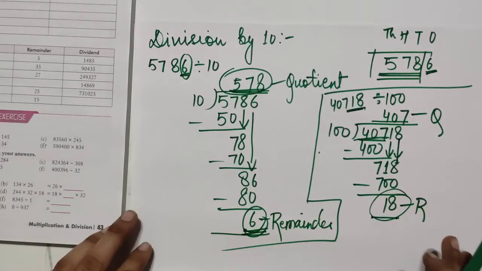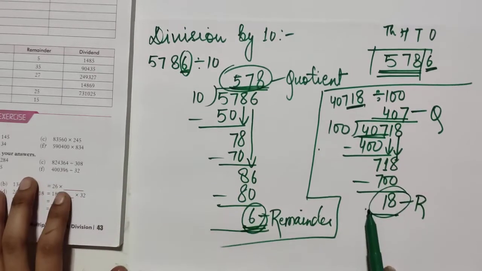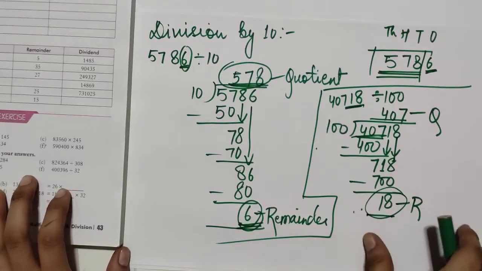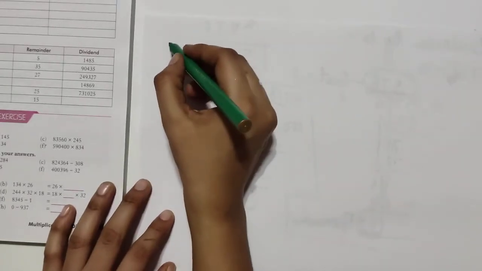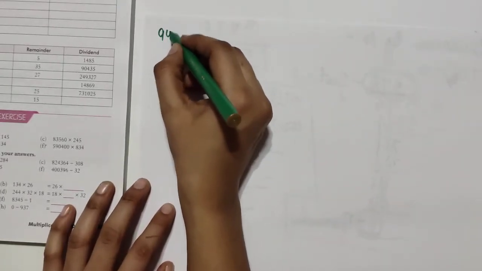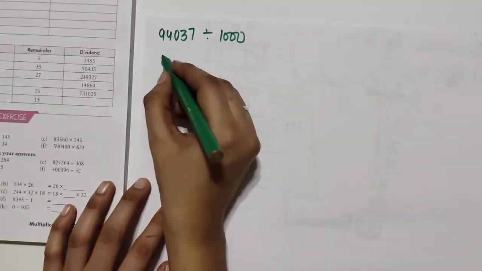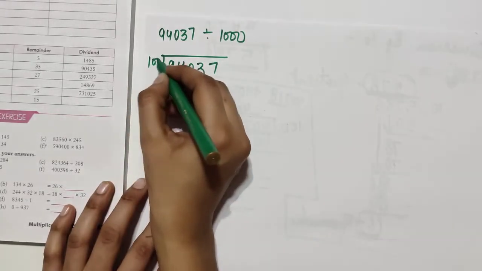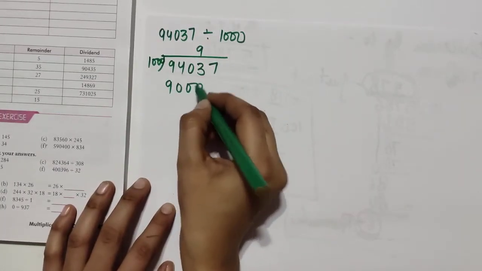Similarly, in the case of 1000, we can say the remainder will be the number formed by the ones, tens and hundreds digits, and the quotient will be the remaining digits. For example, 94037 divided by 1000. We know 1000 nines is 9000.